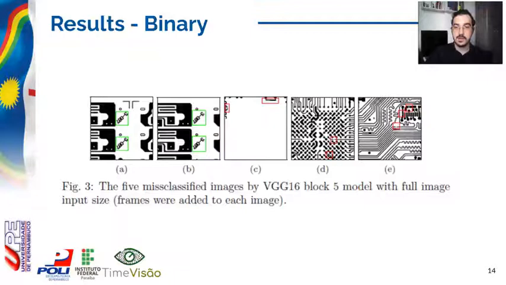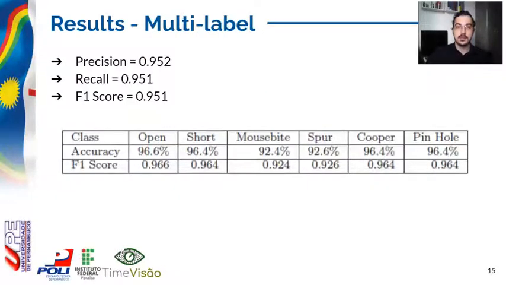Those are the misclassified images. Basically, we misclassified text in the PCB as a defect, and we didn't catch these types of defects at the border of the images, and also with these high complexity images, PCBs that are very hard even for humans. In the multilabel scenario, we achieved an average precision of 95.2%. Here in this table we have the accuracy and F1 score for each class.